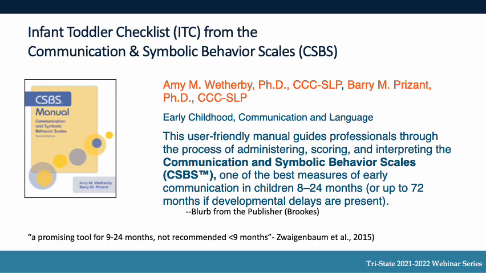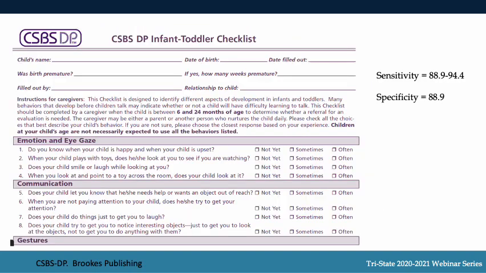So on a positive note, the CSBS gives you a combination of parent report and observation tools that are really developmentally sensitive. Some of the data on the infant-toddler checklist suggests that it has strong sensitivity. In other words, if autism spectrum disorder is out there, it's likely to find it. And it's actually doing pretty well in specificity in a recent study of the revision.